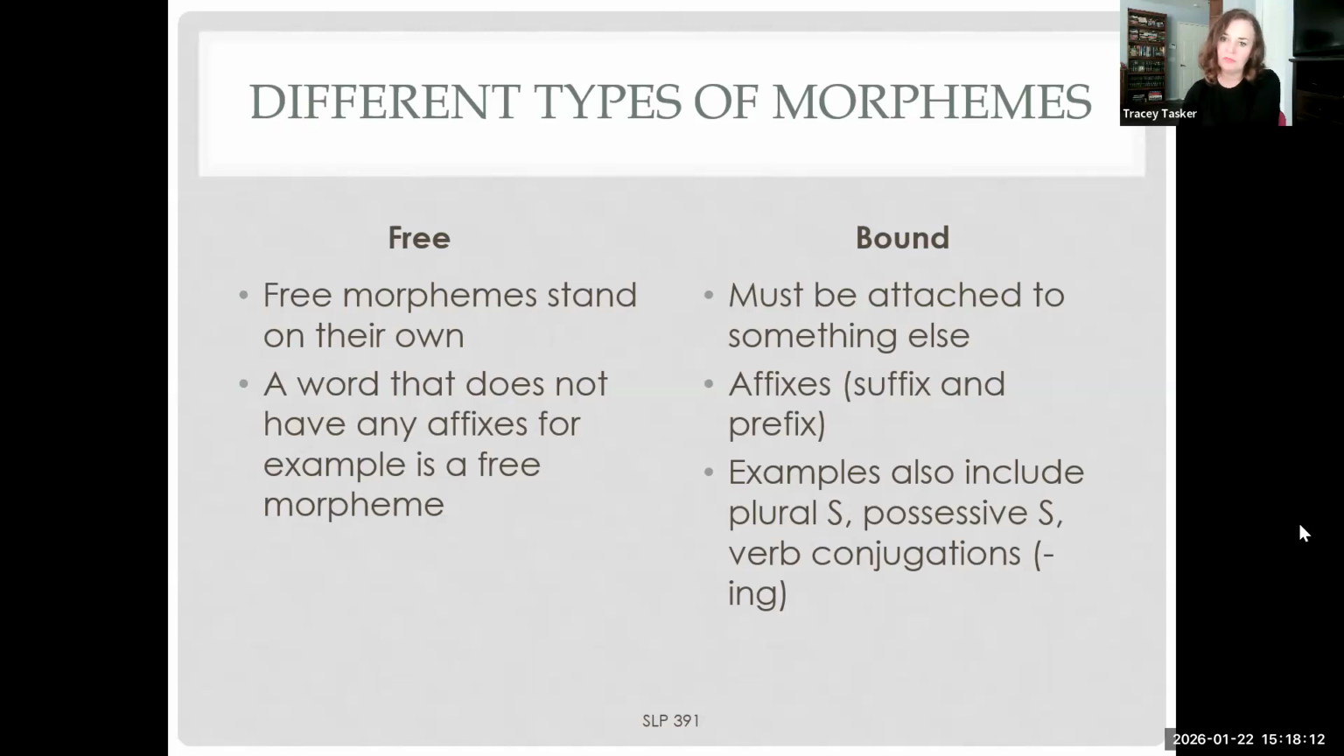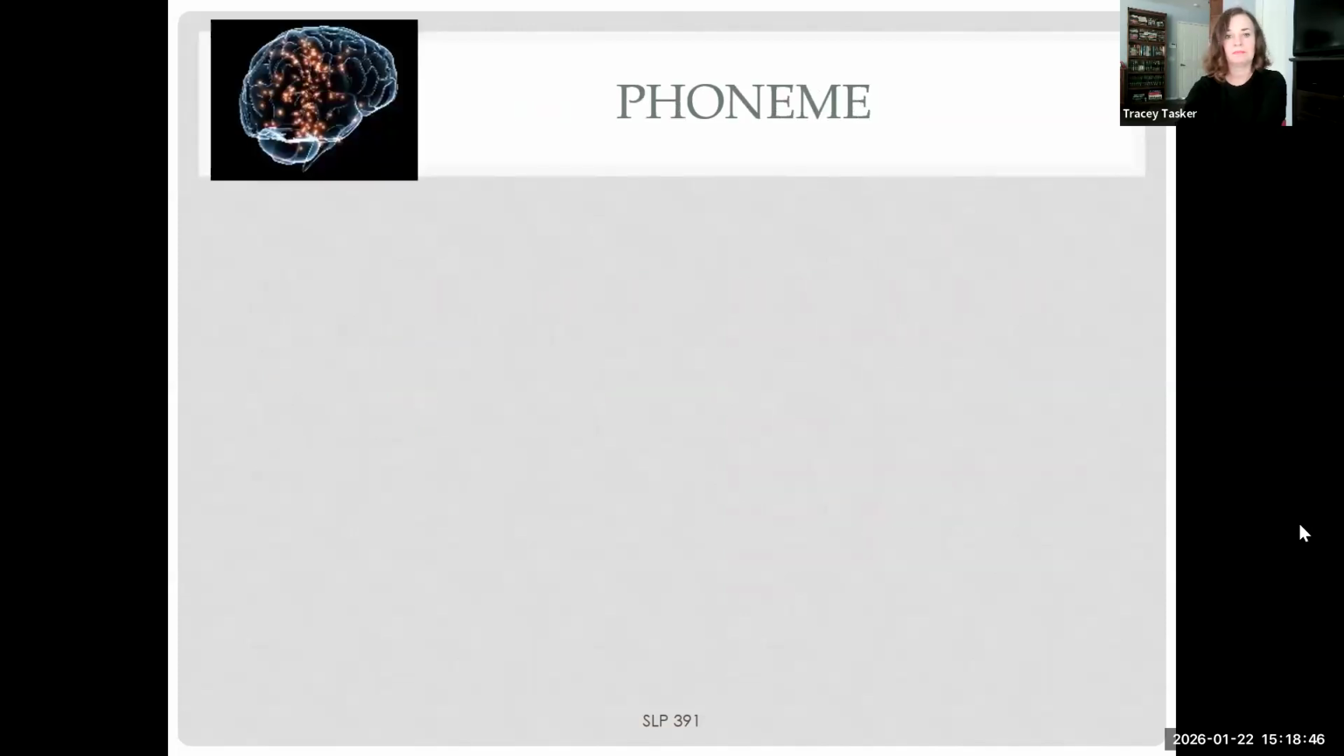A bound morpheme has to be attached to something else. And often we're talking about what we refer to as affixes, which are either suffixes or prefixes that are added to a root word. So prefix, pre comes before, and suffix comes after. I mentioned that there's other examples such as plural s, or verb conjugations such as ing, possessive s. These are other things that we add, but they do not stand on their own. So er on its own or s on its own is not a word that has meaning. Okay.